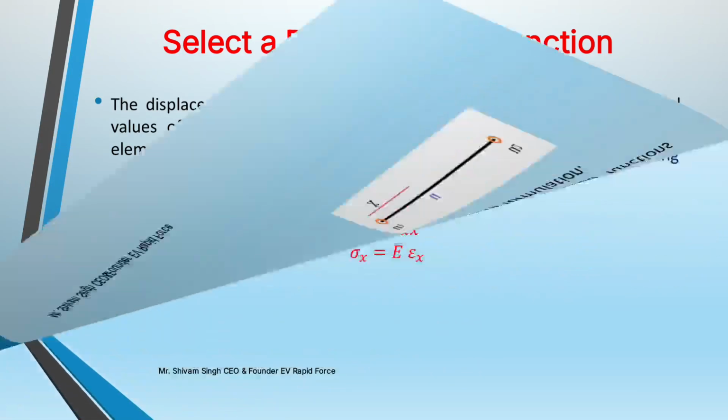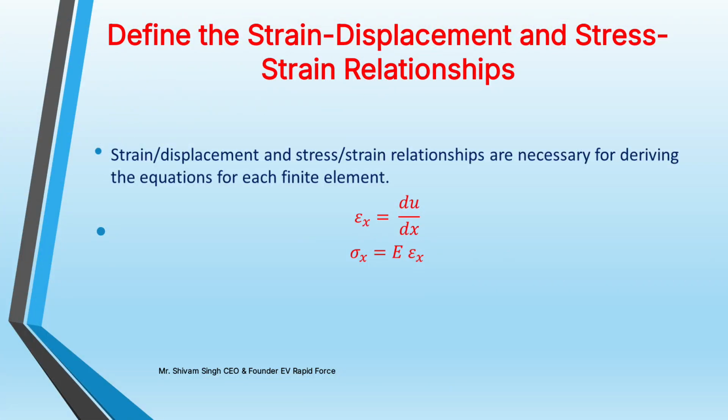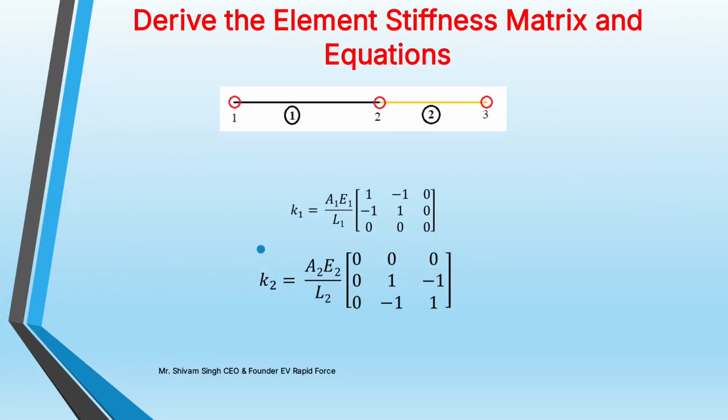displacement function, we go to defining the strain, displacement and stress relationship for the nodes. The strain is equal to the change in displacement with respect to x. Similarly, stress is Young's modulus times the strain. That makes the relationship between stress and strain.